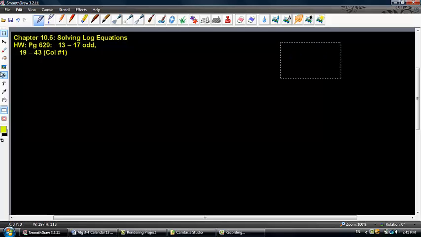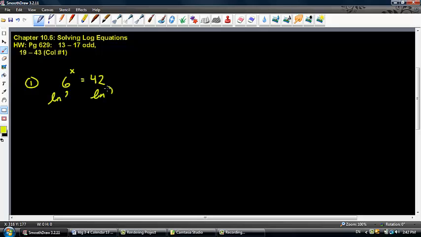And so we're using different operations to get x by itself. Today we're going to use logarithm, or in this case natural logarithm, as a means to get x by itself. In the first example, 6 to the x power equals 42. We've never dealt with a variable inside the exponent. So to bring this down, I'm going to take the natural log of both sides.